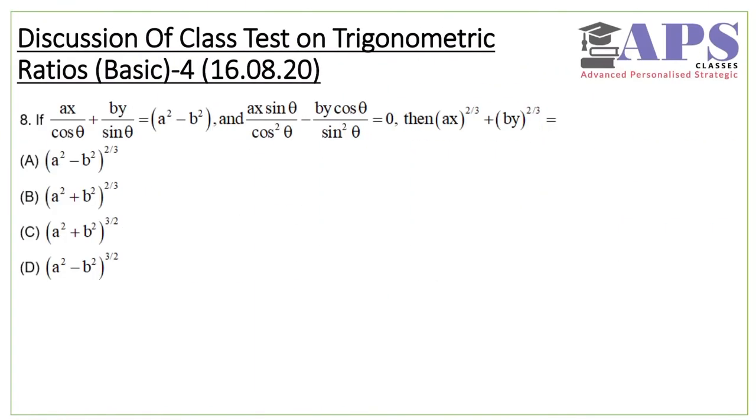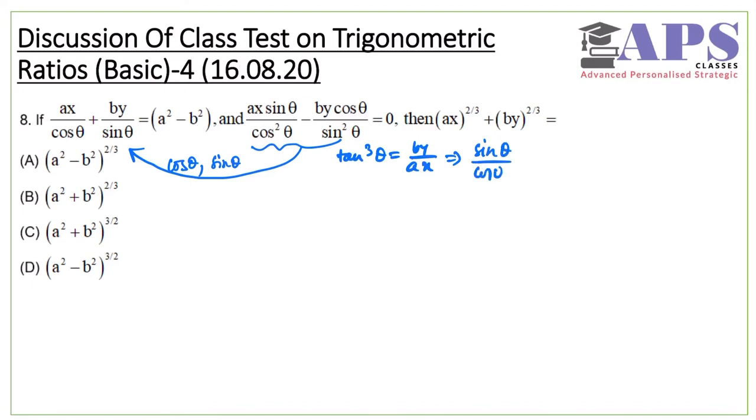Okay. In question number 8, what we can do is try to find cos theta and sin theta from the second equation and put them here, and then we will get some relation only in terms of AX, BY, A, B, all those things. So cos theta and sin theta will be eliminated. From the second equation, we can get tan cube theta equal to BY by AX, which implies sin theta by cos theta, which is our tan theta, equal to BY to the power 1/3 by AX to the power 1/3.